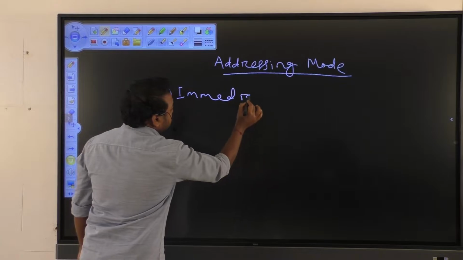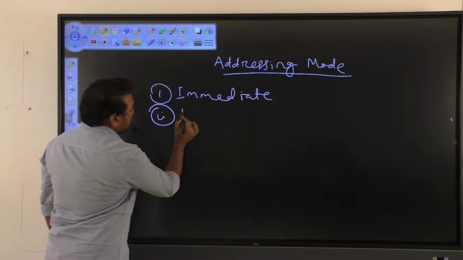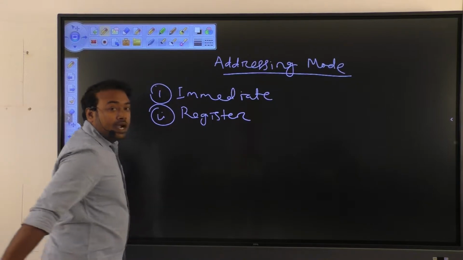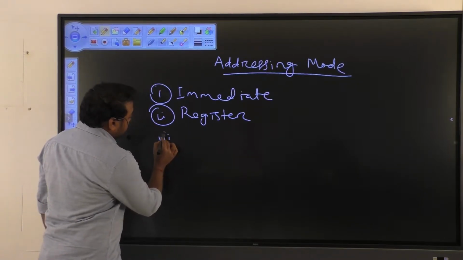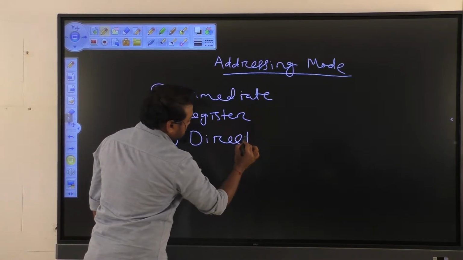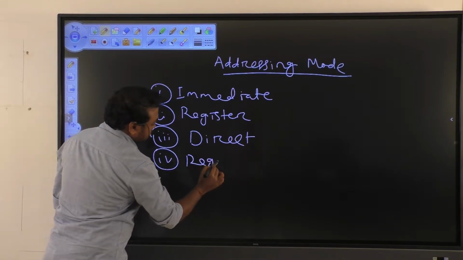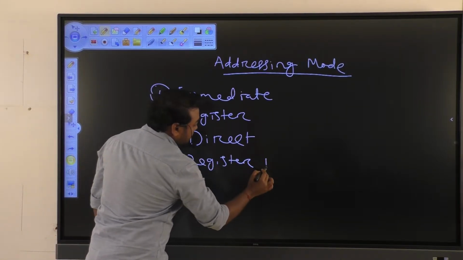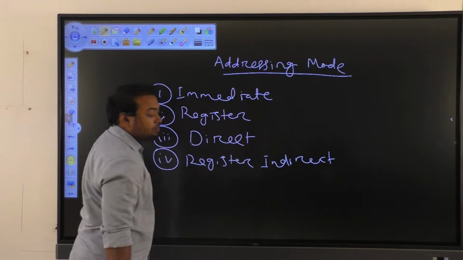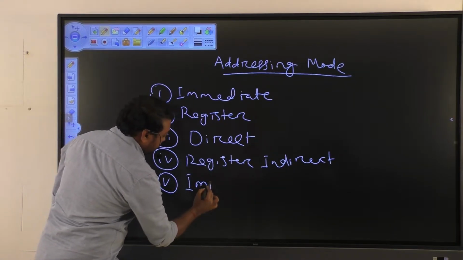Immediate addressing mode, second one is register addressing mode, then direct addressing mode, fourth one is register indirect addressing mode, and the last one is implicit or implied addressing mode.